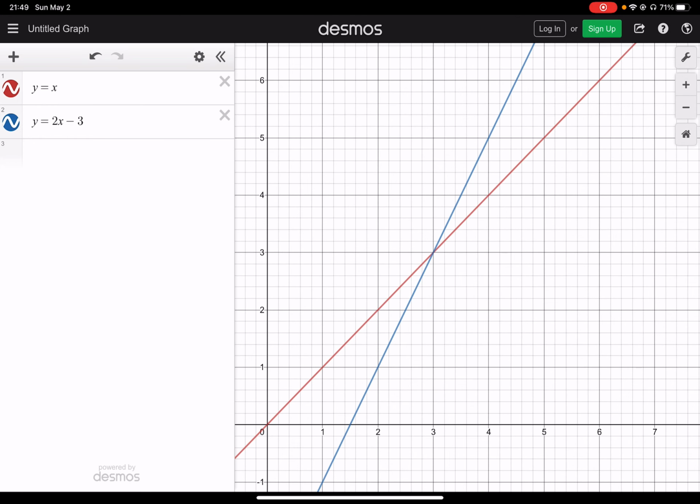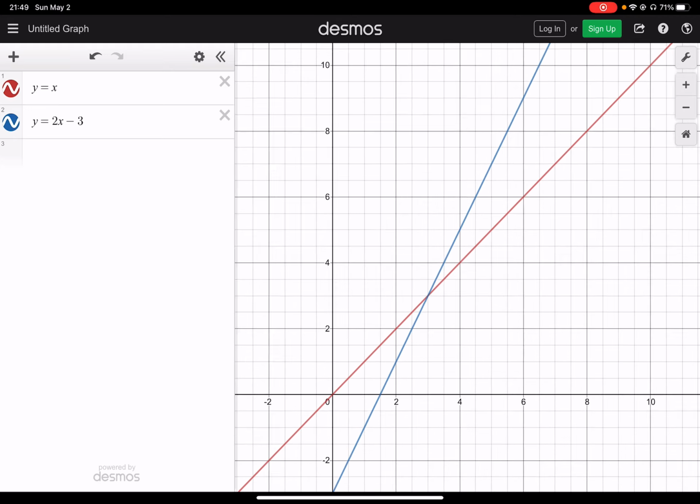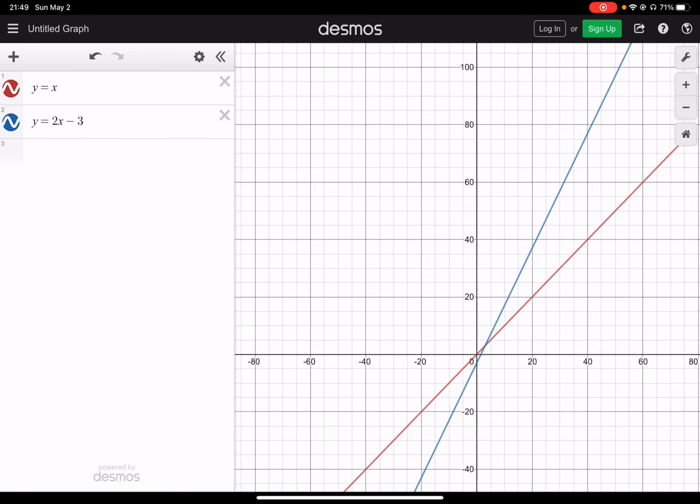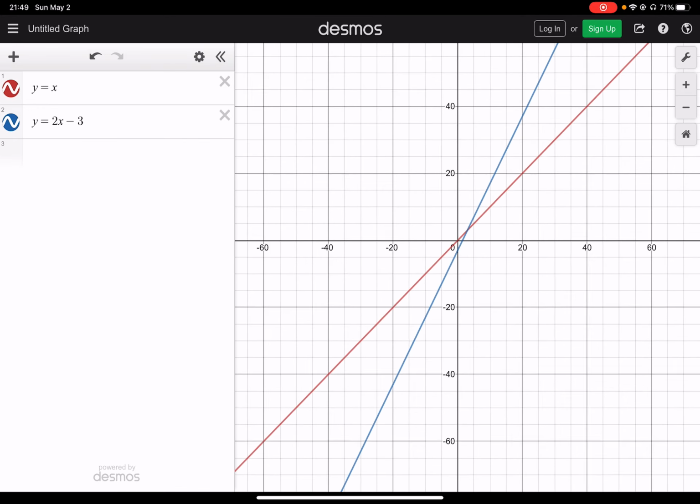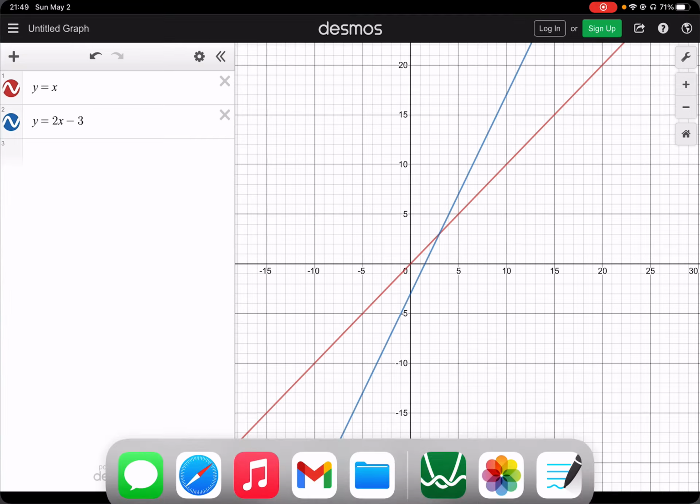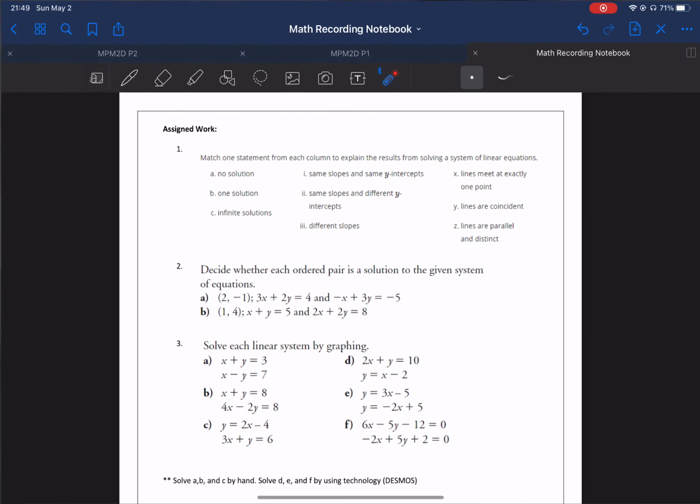Now, sometimes your intersections are going to be really far out and you'll just have to keep zooming out. I recommend using this on either your computer or your phone. If you have a tablet, it's also really easy to use, but these are different ways you guys can use it and get everything done.